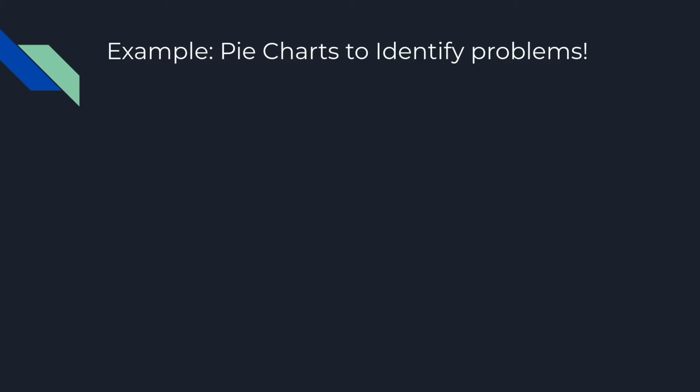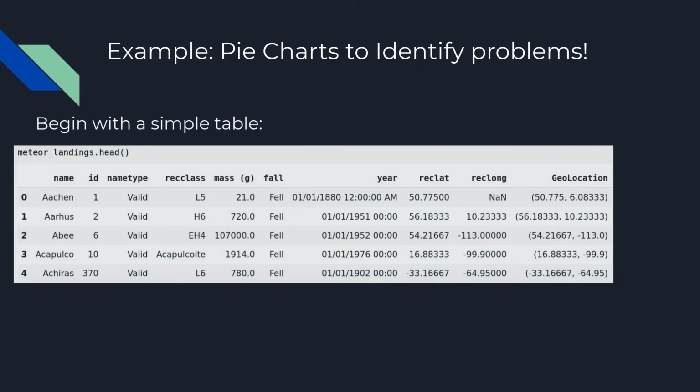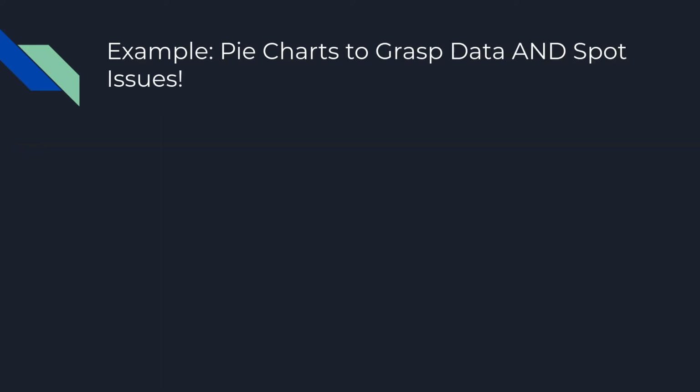Let's say we have some data on meteor landings, for instance. We can start by using the head method on the result of a pandas read CSV call. Right away we spot a value missing. This could affect how we approach our model. Maybe some rows need to be removed or a new dataset entirely is needed. We ought to check and see how many more values are missing.